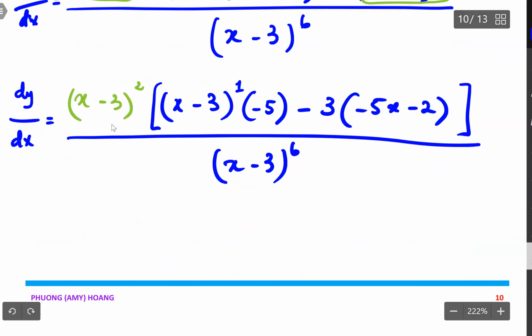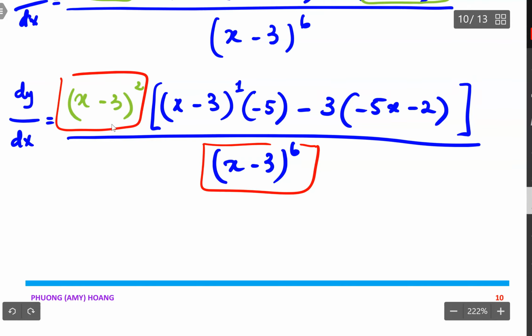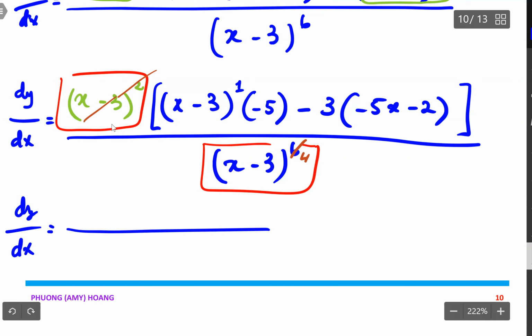It's pretty simple now in terms of simplification. You see that when you divide two powers with the same base, you can subtract the exponents, or simplify the term this way. So this simplifies to x minus 3 to the exponent 4. Then I will have dy over dx equal to something over x minus 3 to the exponent 4.